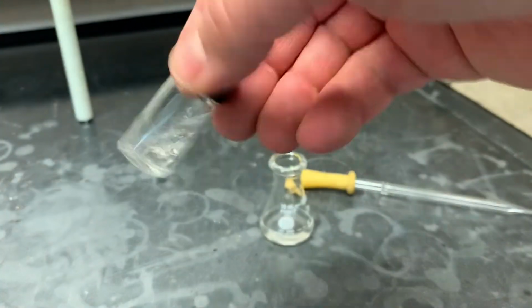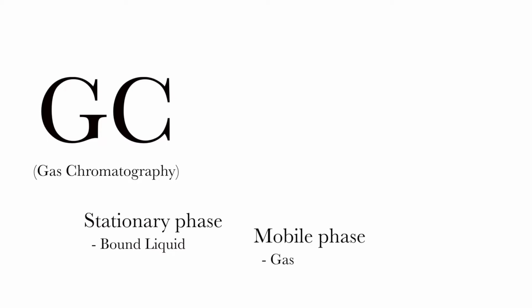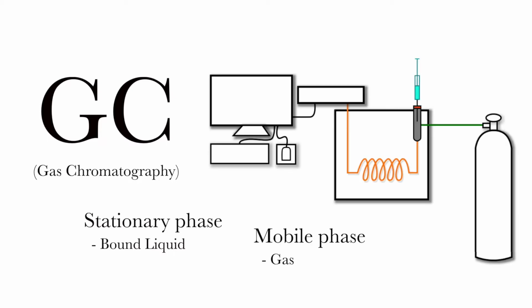It's close enough. Now the test we're going to run is called GC, or gas chromatography. Much like column chromatography, it has a stationary and mobile phase. But the stationary for this one is a bound liquid, and the mobile phase is a gas. Now this is a stupendously simplified version of what gas chromatography is. You have a gas tank, usually with nitrogen or argon.